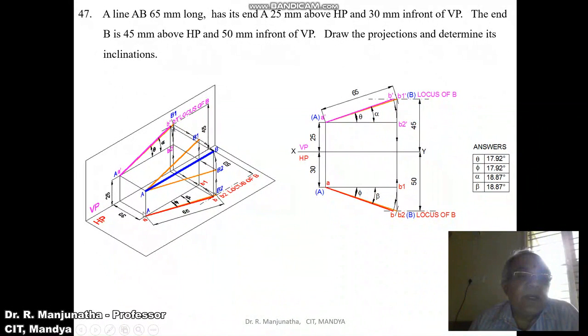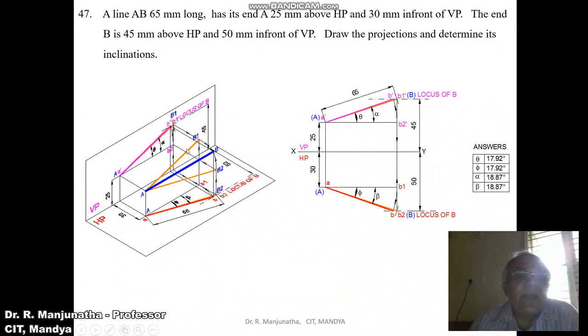Similarly, when you look from the front view, we can see the distance. End A is above HP by 25 mm and B is also above HP by 25 mm. So that means AB2 is the line which is parallel to HP. Since it is parallel to HP, you are going to get the true length in HP. So you mark this as small a and small b2, and you have capital A and capital B2, which is the true length line. So you are getting the true length in HP.